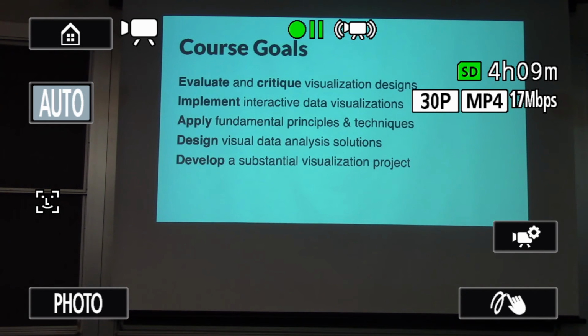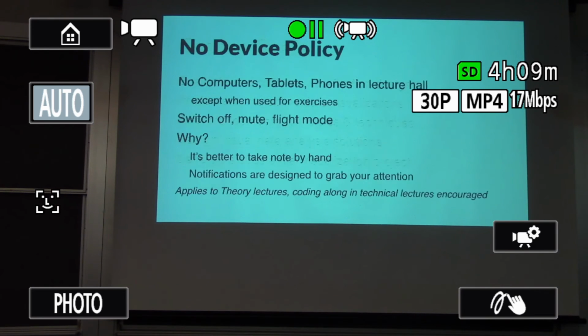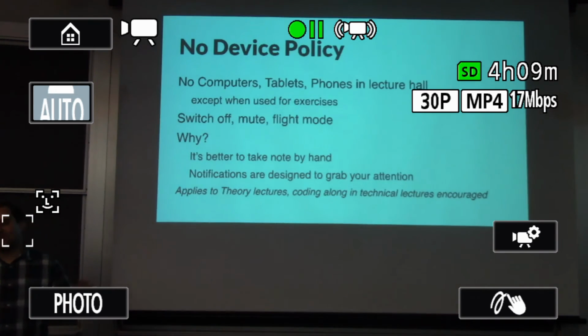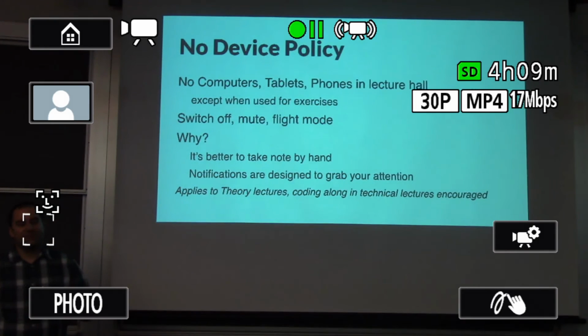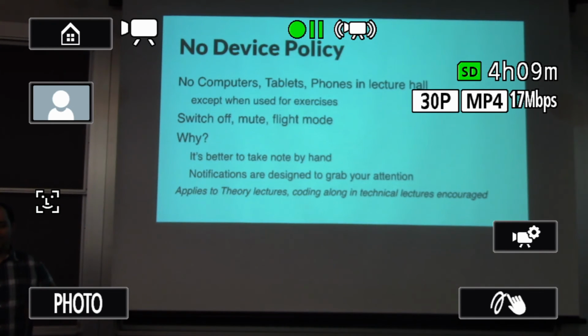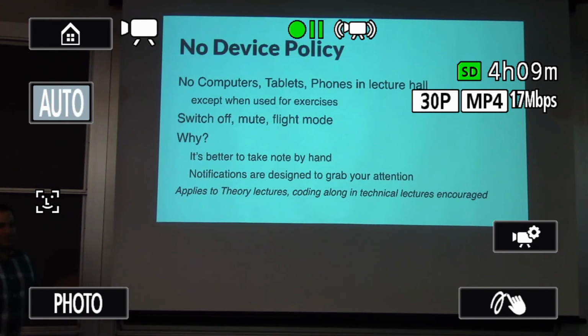But of course you should also learn something more about the underlying theory and so on. I tried this last semester. I have a no device policy in class. So you cannot bring any computers, or you can bring them, but you cannot open them and look into them during class. There are no phones, no tablets, no computers, except for when we use them. And we will use them in the first couple of lectures.